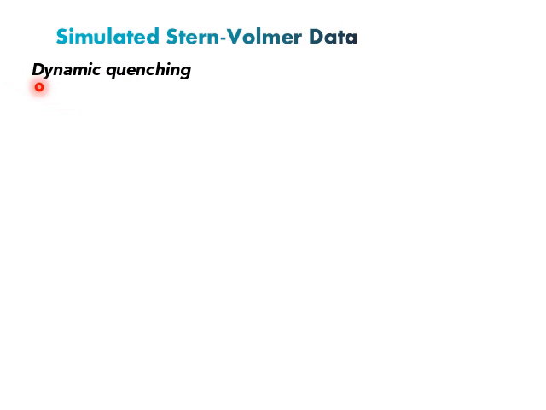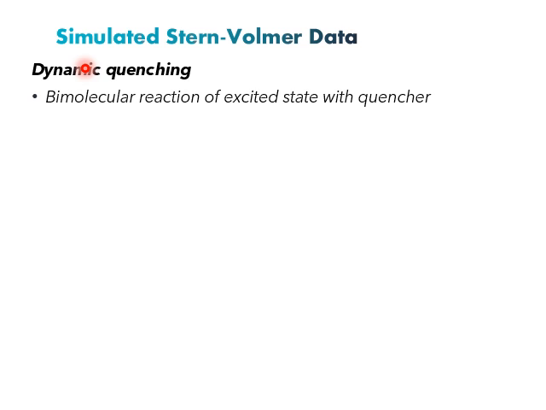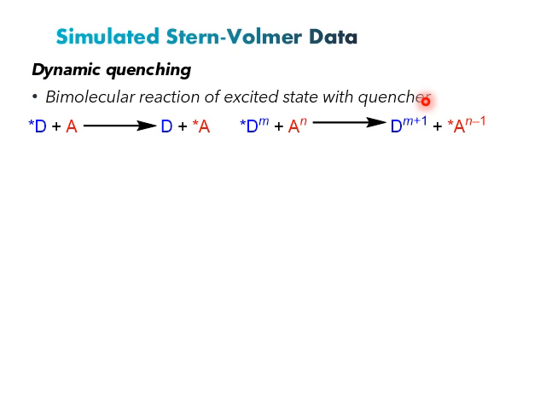But one possibility is dynamic quenching. This is the type that we've kind of framed all of our arguments in so far. So dynamic quenching occurs when you have a bimolecular reaction of your excited state with a quencher. So you excite the molecule, and while it's excited, it diffuses to the quencher, and those two react with each other via energy or electron transfer. So this is kind of what it looks like.